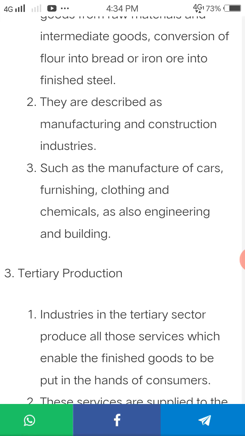They are described as manufacturing and construction industries. Third point, such as the manufacture of cars, furnishing, clothing and chemicals, as also engineering and building.